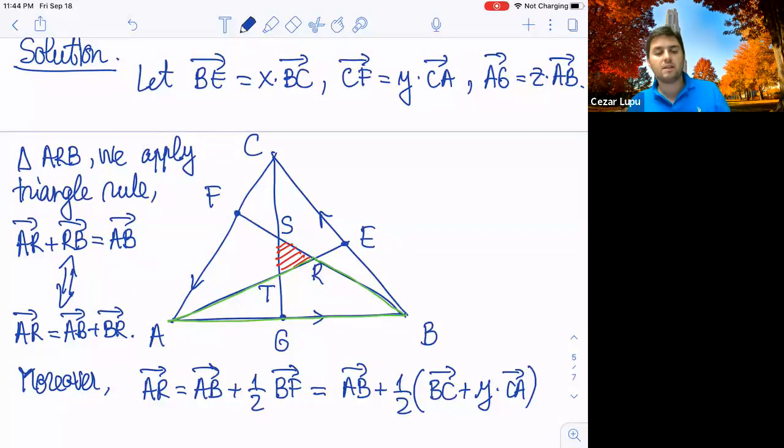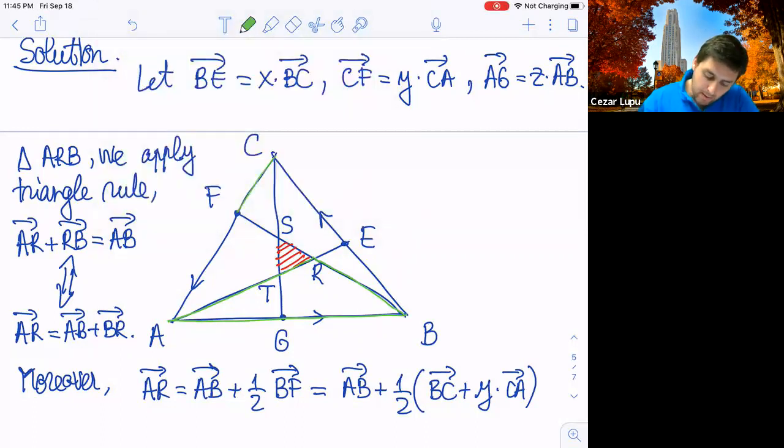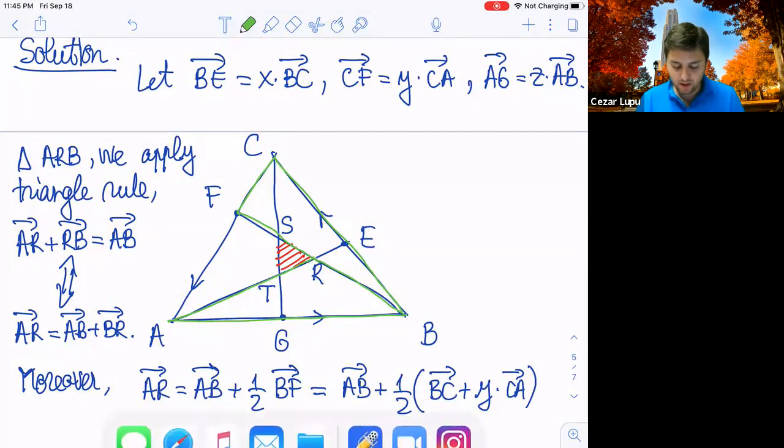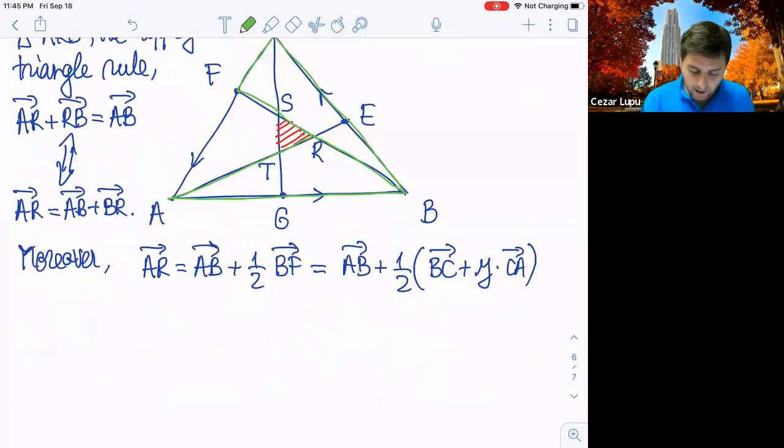So BF vector is BC vector plus, so BF vector is, you look in this triangle. Okay, let me explain this. You look in this triangle now. You apply the triangle rule. You have the triangle BFC, and you have that BF vector plus FC vector is the same as BC vector, but you know that CF vector is Y times CA, and then you just write it in this way. Anyway, you will understand what I mean by that. All right. Beautiful. Let's keep going. We have to be careful here. Oh my, there are some computations.